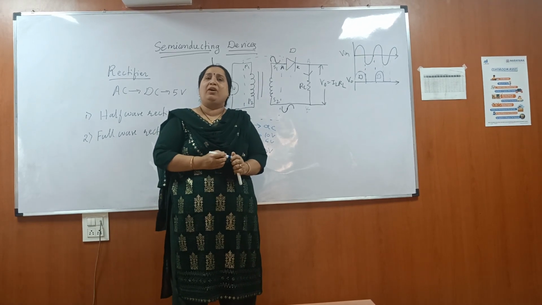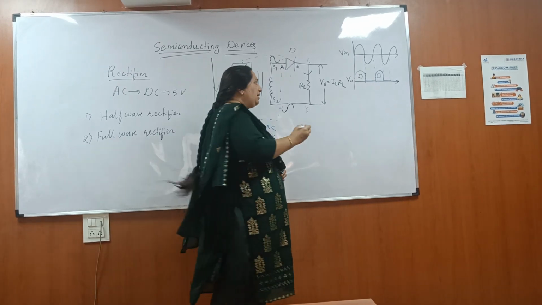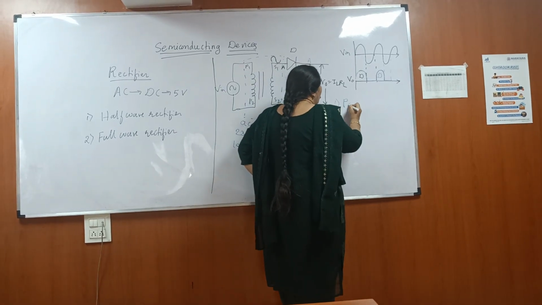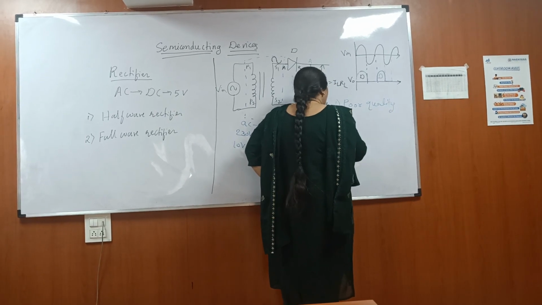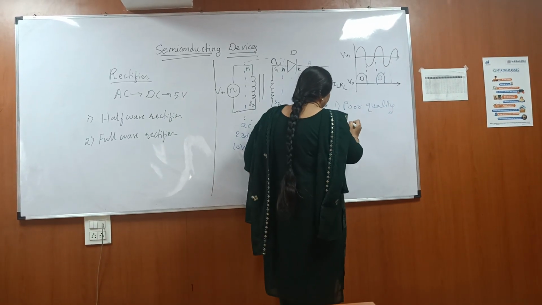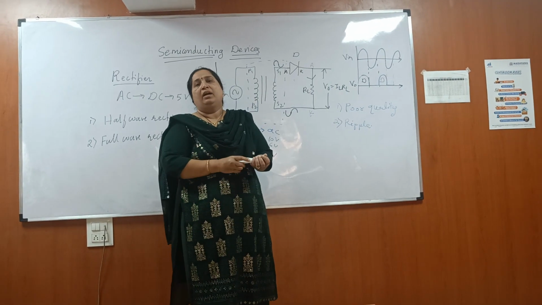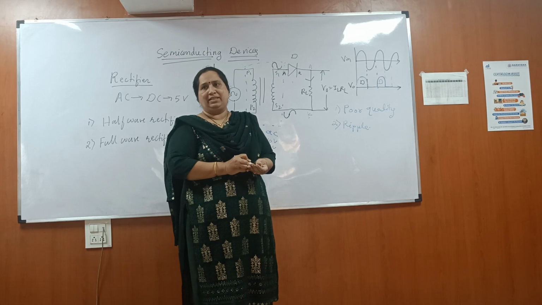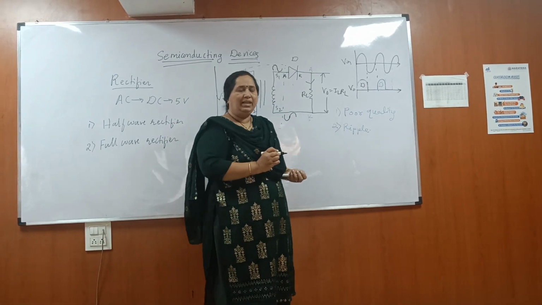But this is not pure DC. It contains some AC part. So this is poor quality DC. It contains ripple. A ripple means AC present in DC.